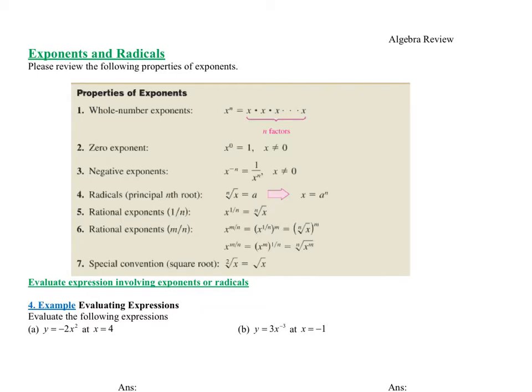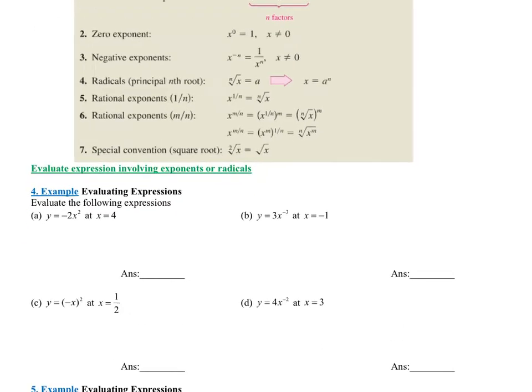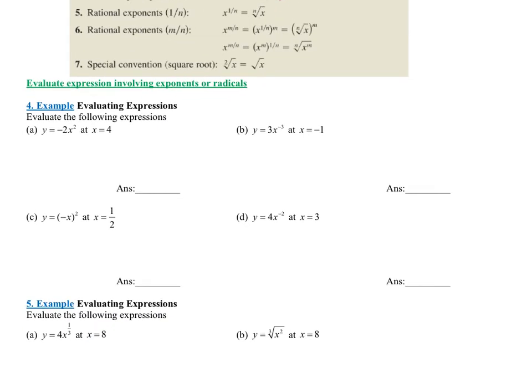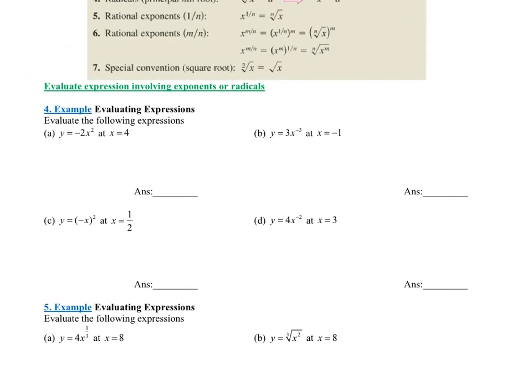If you just see a square root, the 2 is the power. So let's look here at example 4. It says y equals negative 2x squared at x equals 4, and it's asking us to evaluate the following expressions. What does evaluate an expression mean? Evaluate an expression simply means plug in the number.